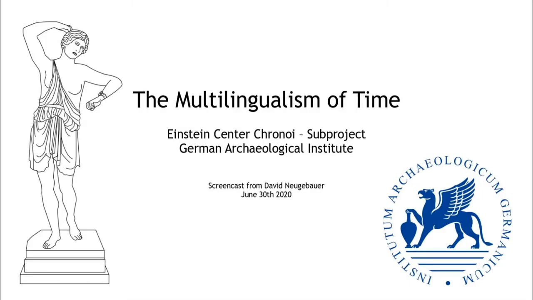Hi, my name is David Neubauer, and this is a screencast on the multilingualism of time, which is a sub-project in the framework of the Einstein Center Chronoi. I worked on this project for the past year, and in this screencast I'd like to tell you how the project went and what it is all about.